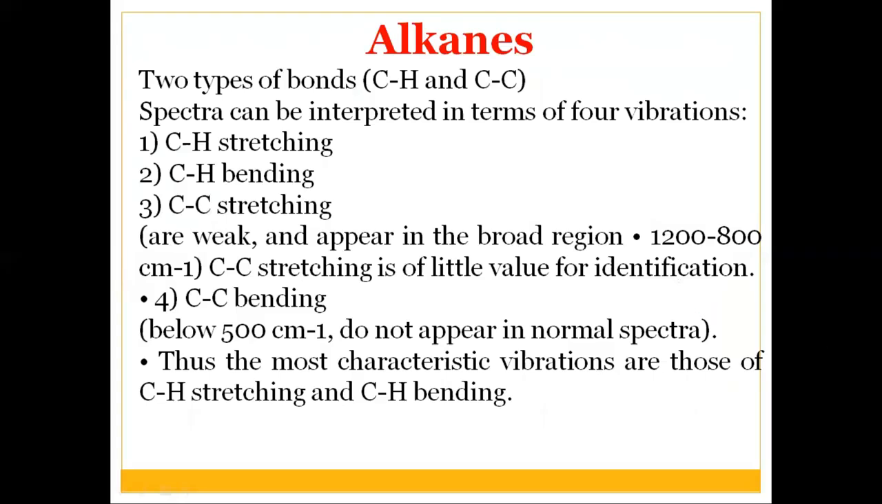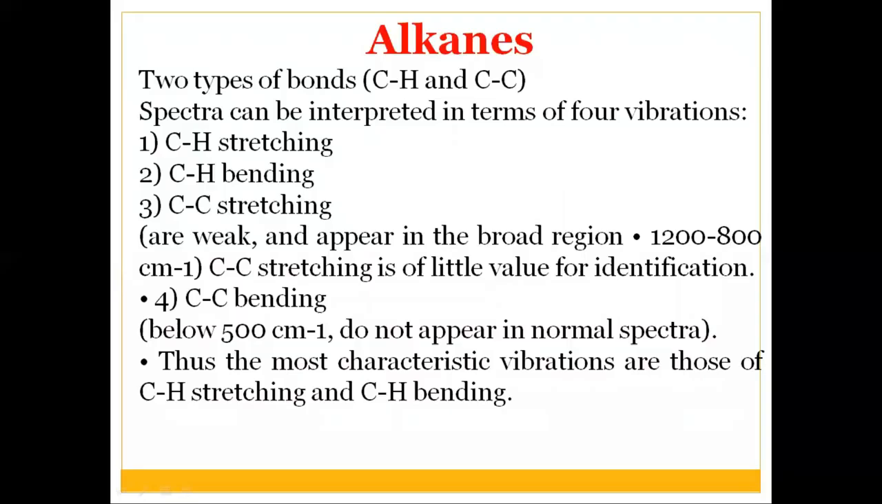Now we will see the alkanes, how the alkanes will show the peaks in the IR spectrum. There are two types of bonds in alkanes, that is CH and carbon-carbon single bond. Spectra can be interpreted in terms of four vibrations, that is CH stretching, CH bending, carbon-carbon stretching, and carbon-carbon bending. But carbon-carbon stretchings are weak and appear in the broad region, that is 800 to 1200 per centimeter. And carbon-carbon stretching is of little value for identification because these are weak peaks.